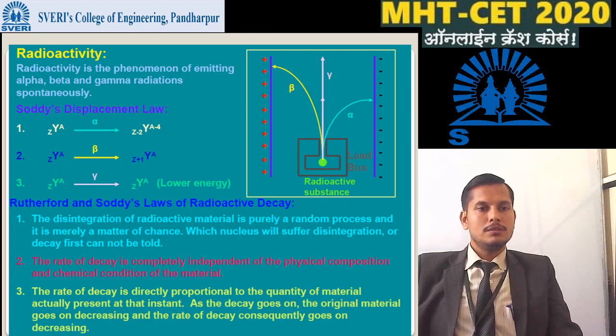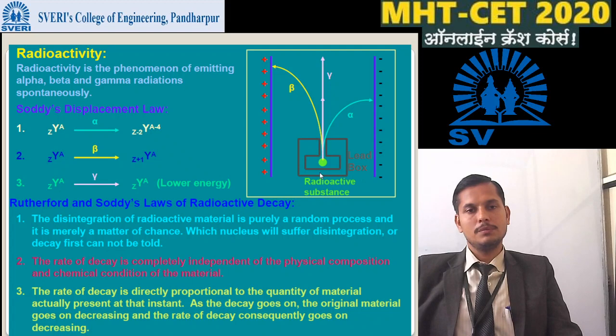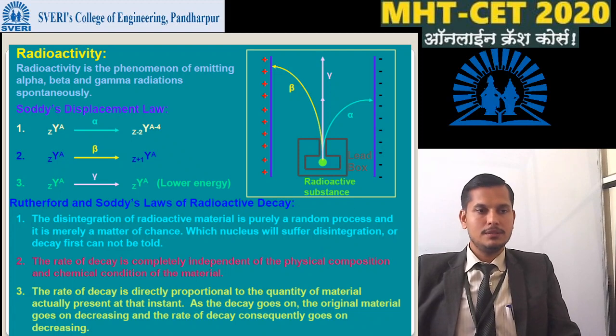So now let us check what is meant by radioactivity. Radioactivity is the phenomenon of emitting alpha, beta and gamma radiations spontaneously. If we check the figure, the radioactive substance is enclosed in a lead box, and it is emitting alpha, beta and gamma rays. So what is meant by radioactive decay?